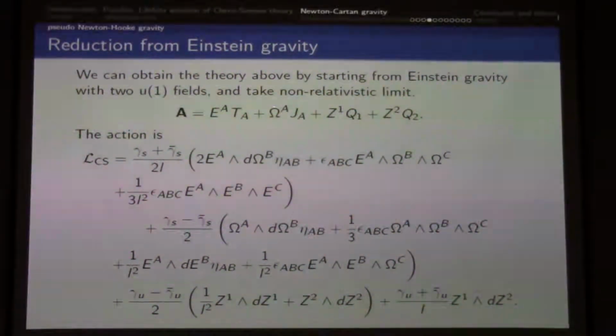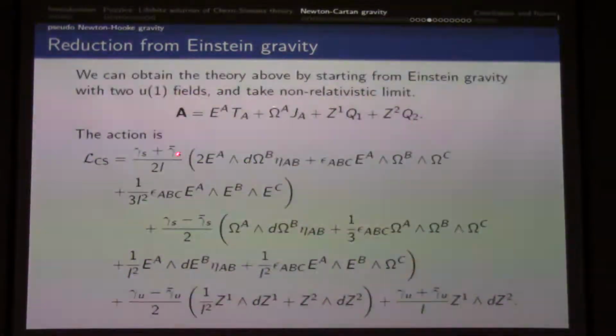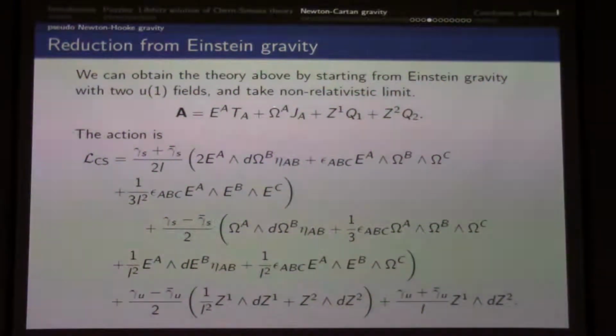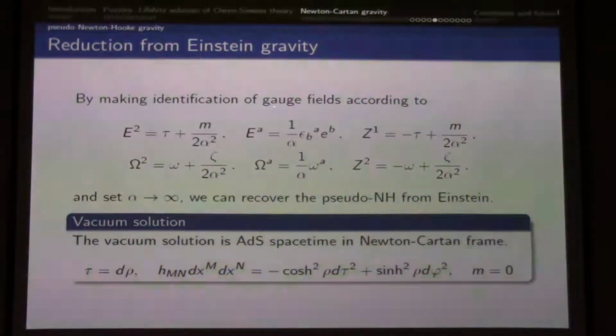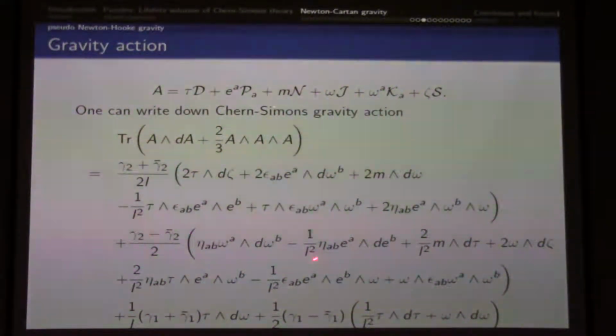And to make analogy, what we did was I can write down the vielbeins in Einstein gravity, the E2 and the omega 2, in terms of vielbeins in Newton-Hooke gravity, parametrized by parameter alpha. And I take this into the Einstein gravity, and then set alpha goes to infinity. I will recover that Newton-Hooke action I obtained here.